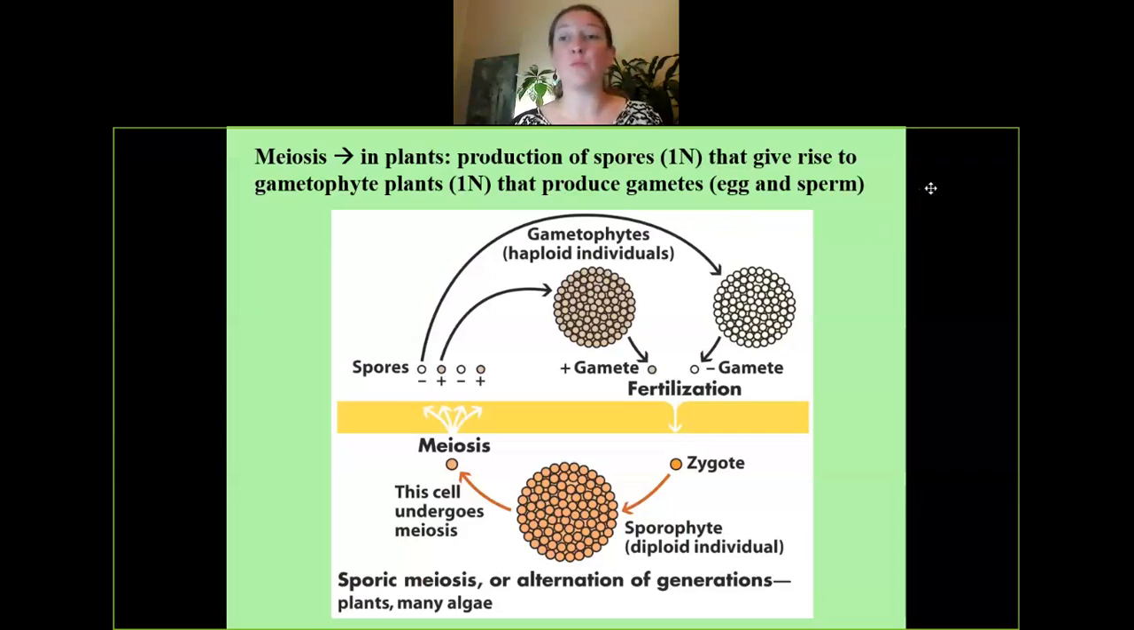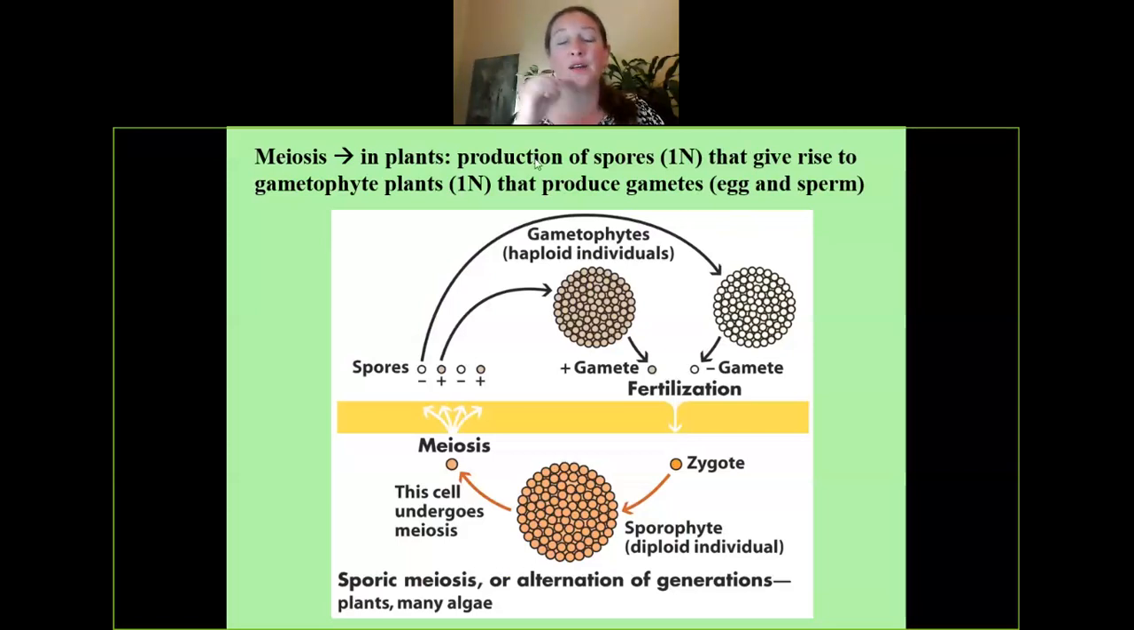In plants, it's more complicated. Let me drink my tea. It's hard to talk for so long. It's very hard. I got tea back here, I have seltzer back here, I have water back here. I'm good. Okay.